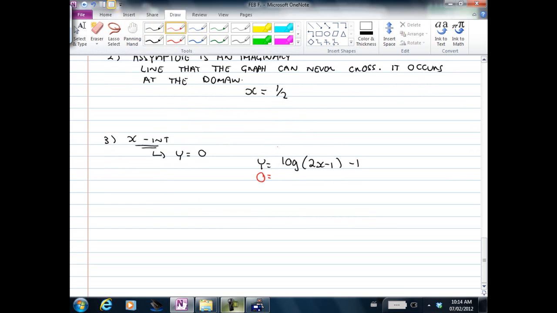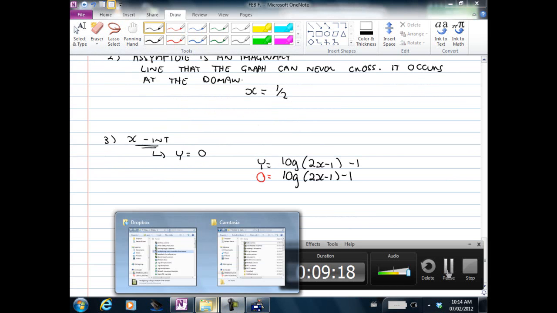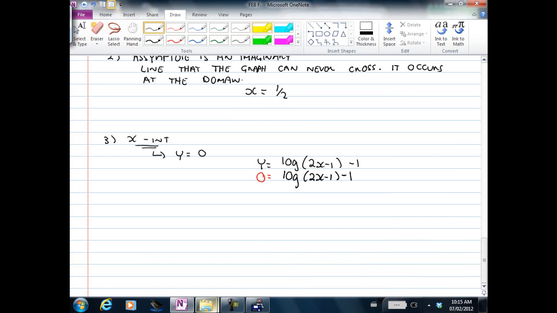0 equals, guys, I'm going to pause it right here, and I'm going to let you find x on your own. This is solving for x. You've been having a lot of practice with this. Watch what I'm going to do. I'm going to move this minus 1 over. I have 1 equals log 2x minus 1. I got up to here.